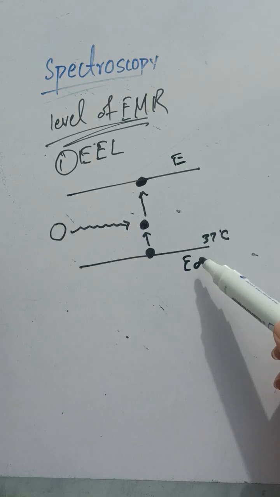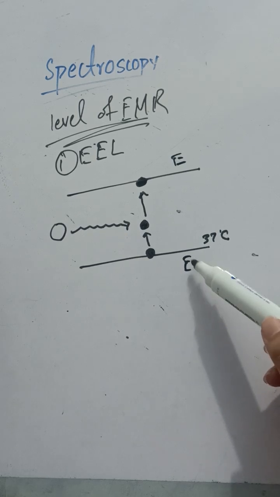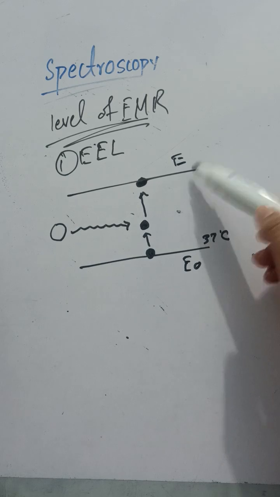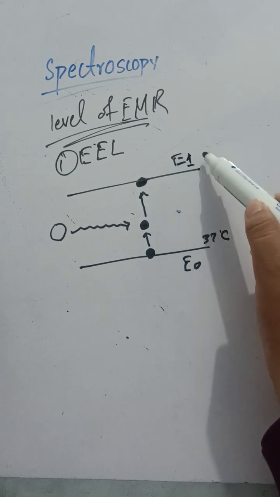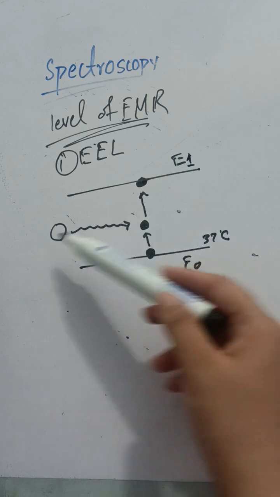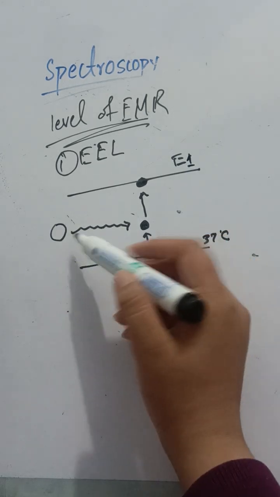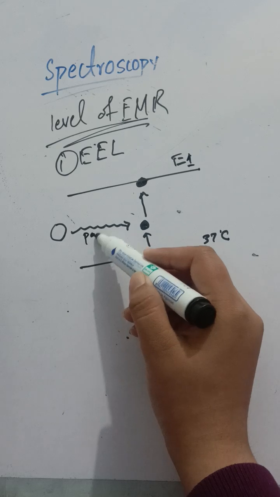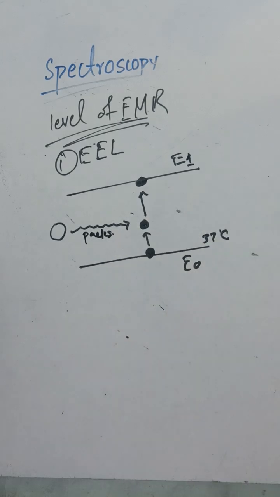The ground state is observed as the lowest energy state, E naught, while this state is E1, the excited state. Because whenever a molecule absorbs the light, your light is the energy, it is packets of energy. Now when a molecule absorbs energy, it will become excited.